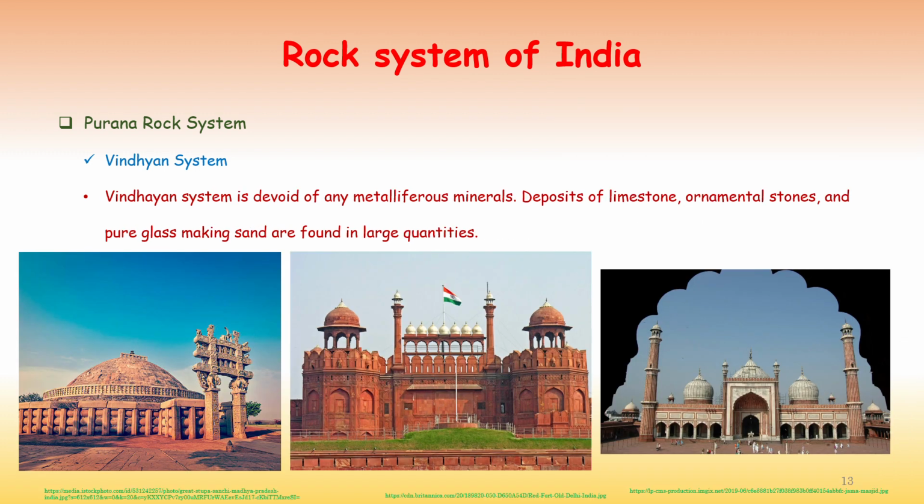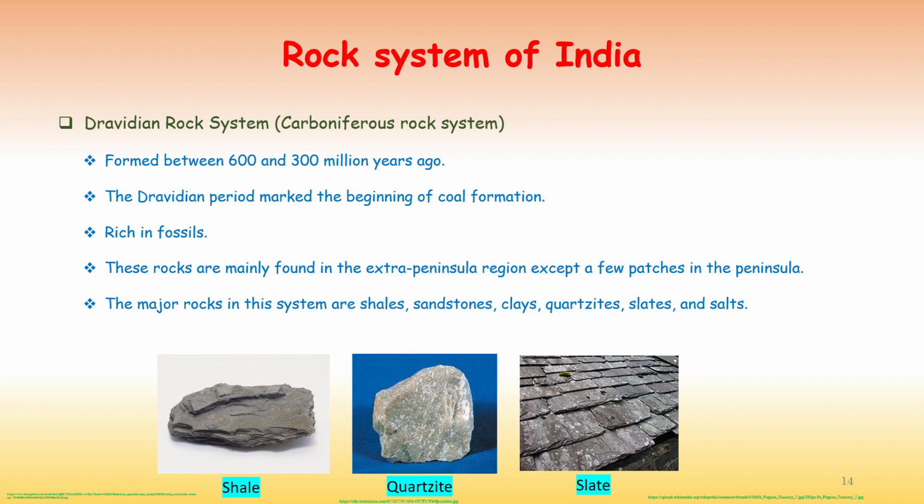This rock contains limestone, ornamental stones, durable stones and pure glass making sand. The red sandstone from the Vindhyan system was used to build the Sanchi Stupa, the Red Fort and the Jama Masjid. Another rock system categorized in India is the Dravidian rock system, also known as the Carboniferous rock system.